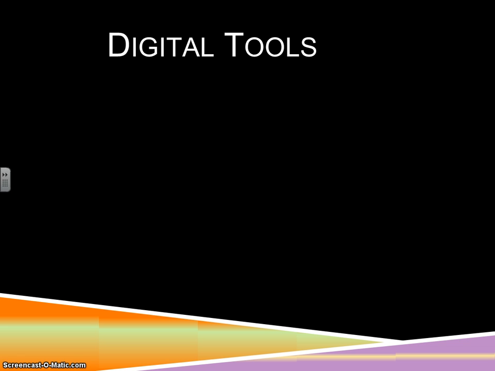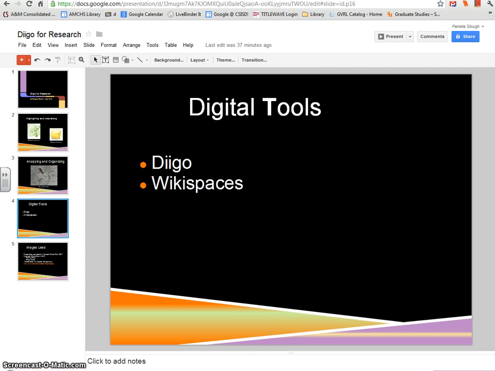If you have the right kind of website, you can also embed that information on a website. So the tool we're going to discuss is called Diigo, and the website that I'm going to demonstrate embedding that information that you collect in Diigo is Wikispaces. Let's take a look at Diigo.